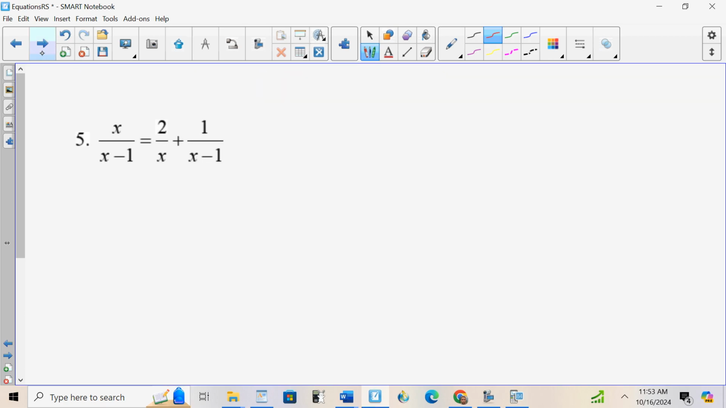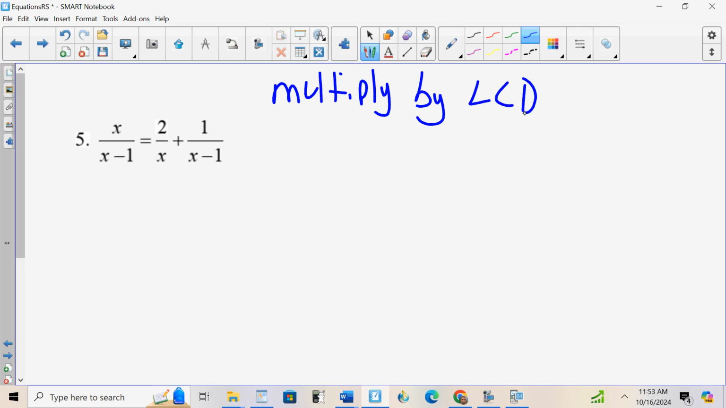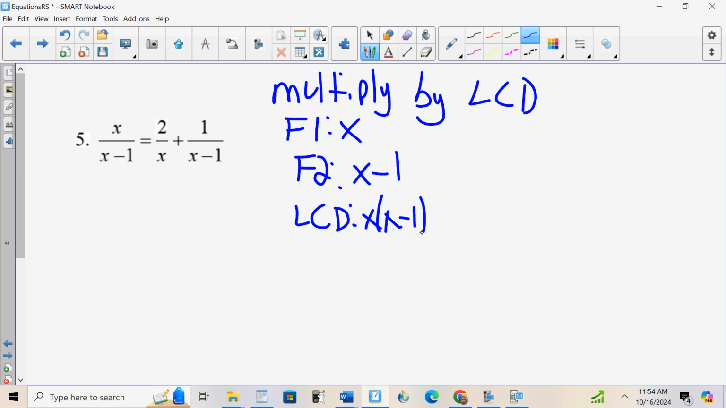Fractional equation. To get rid of fractions in an equation, multiply by the LCD. To find the LCD, we list all of our factors and all of our denominators, and we put them together. First factor, x. Second factor, x minus 1. My LCD, x minus 1.